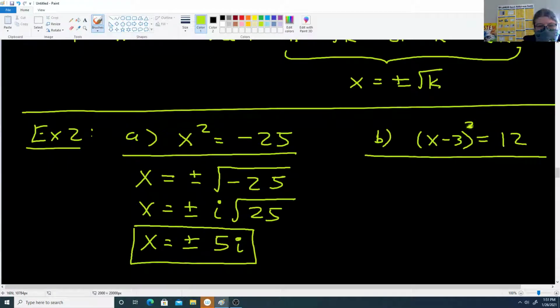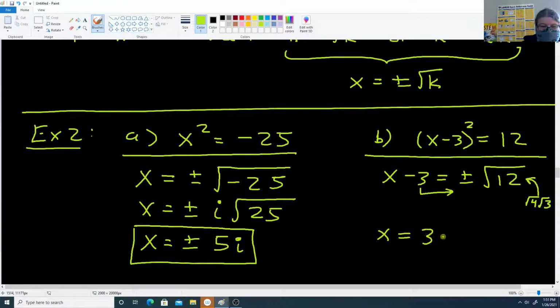On this one, we want to get rid of the square, so we get x minus 3 equals plus or minus the square root of 12. This is a positive square root, so we're able to simplify this. The square root of 12 is the same as the square root of 4 times the square root of 3. I'm going to take the negative 3 and add it across, so I get x is positive 3 plus or minus the square root of 4, which is 2, times the square root of 3, and we leave our answer like that.